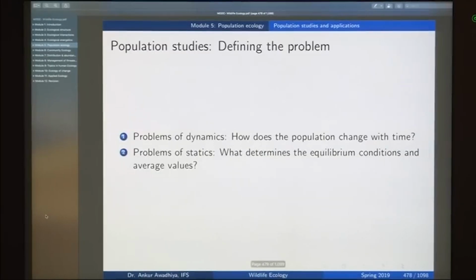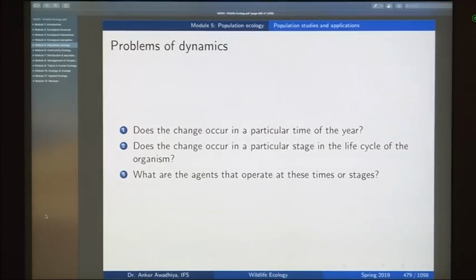Next, we looked at population studies and the equilibrium, in which case we talked about the problems of dynamics and the problems of statics. The problem of dynamics is how does a population change with time, and the problem of statics is what the equilibrium condition and the average value depend on. So, in the case of dynamics, we have to ask three questions: does the change occur in a particular time of the year, does the change occur in a particular stage in the life cycle of the organism, and what are the agents that operate at these times or in these stages.